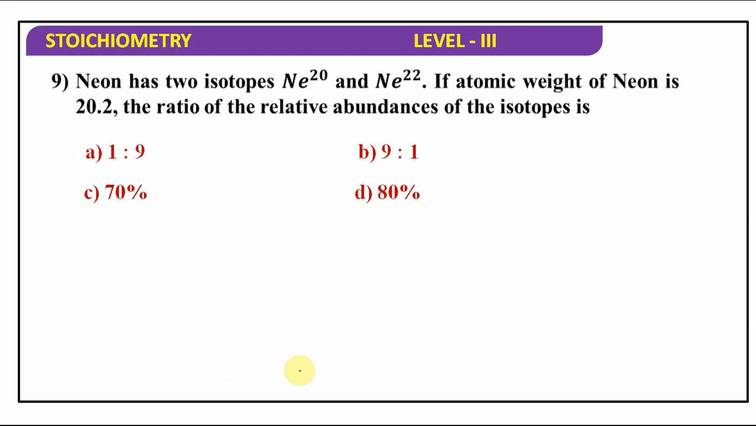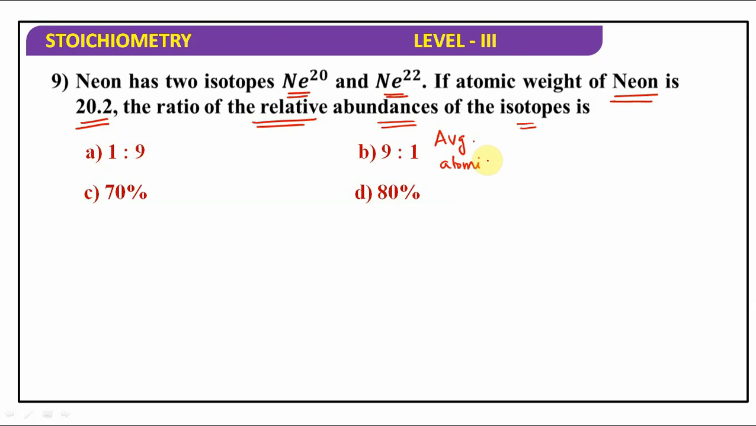See, I think in the first class of mole concept we had discussed this. Neon has 2 isotopes, Ne20 and Ne22. The atomic weight of neon is 20.2. What is the ratio of the relative abundances of the isotopes? Whenever they ask you to find relative abundances, what is the formula we have?